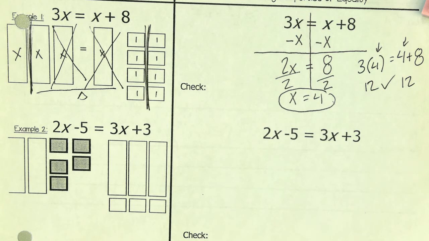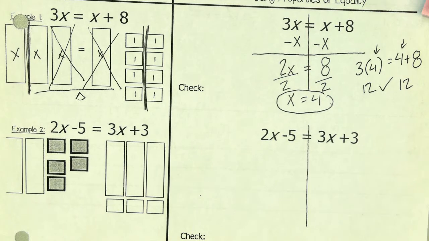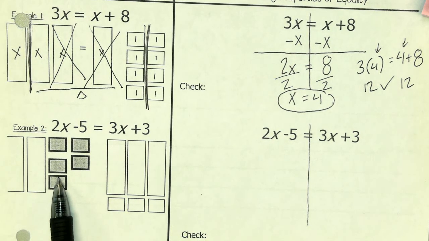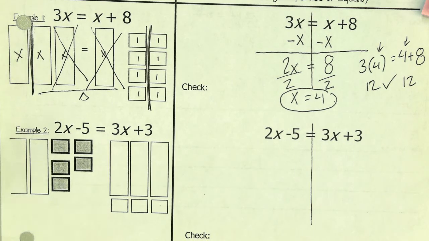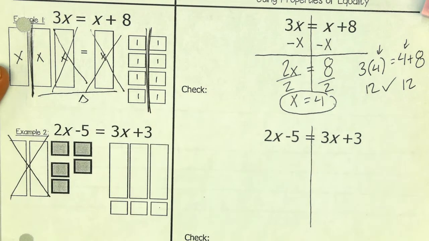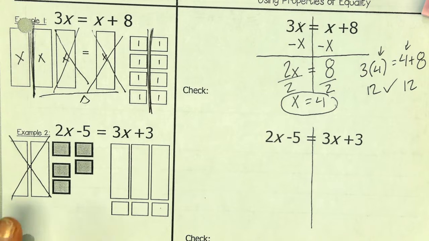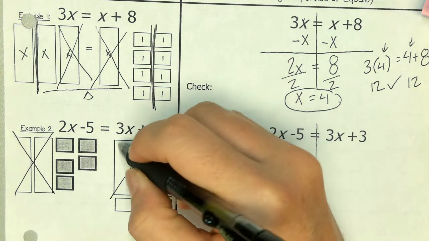Alright, one more example with pictures. So again, our first step is to simplify. This is 2x minus 5, that's already simplified, and this is 3x plus 3, that's also already simplified. So our next step would be to add or subtract the variable. On the left-hand side, we have 2 x's, so I'm going to take both of those away.